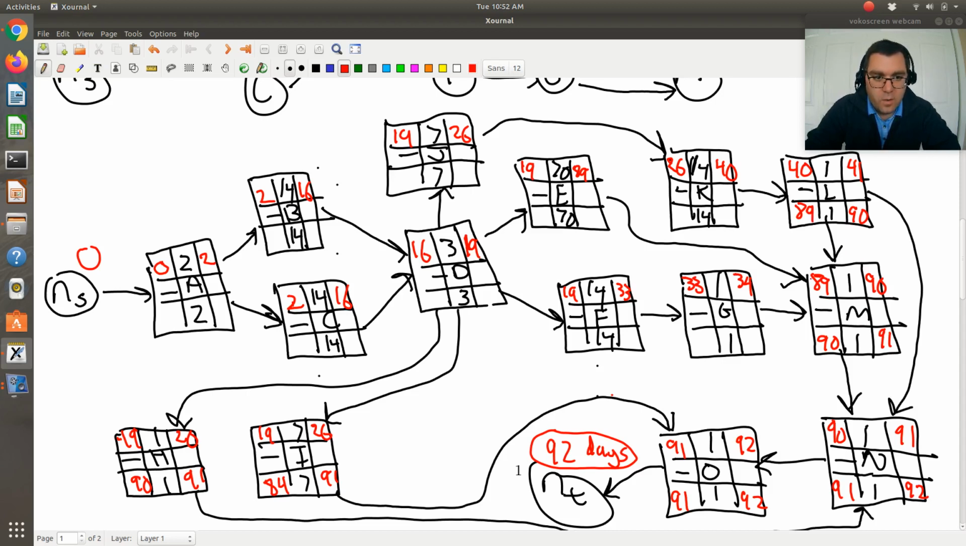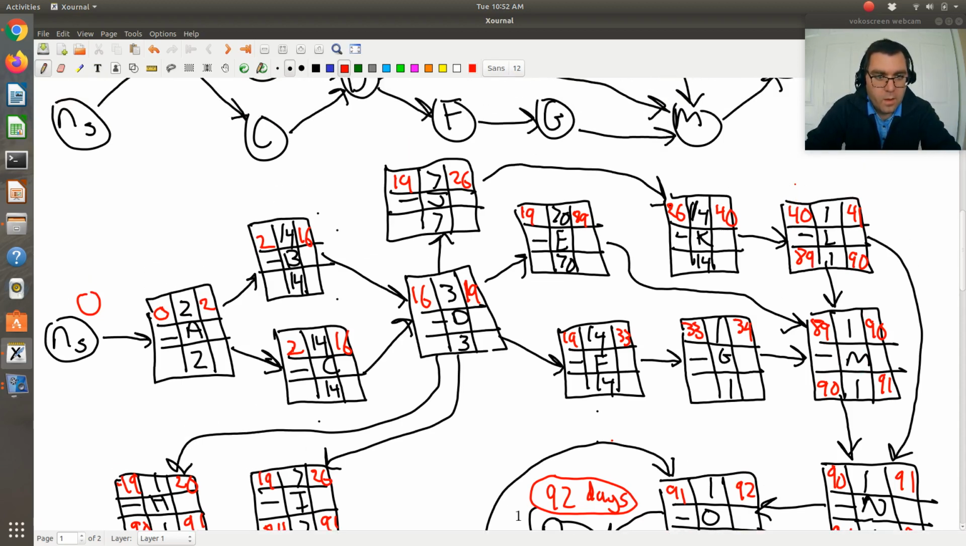Let's look, easy, because then K I have in series, so K is just connected to L here. If L needs to begin by day 89, K needs to finish by day 89. It has a duration of 14, so it needs to begin by day 75. Then going from K to J, J is just connected to K. So J needs to end by day 75, has a duration of 7, so it needs to begin by day 68.